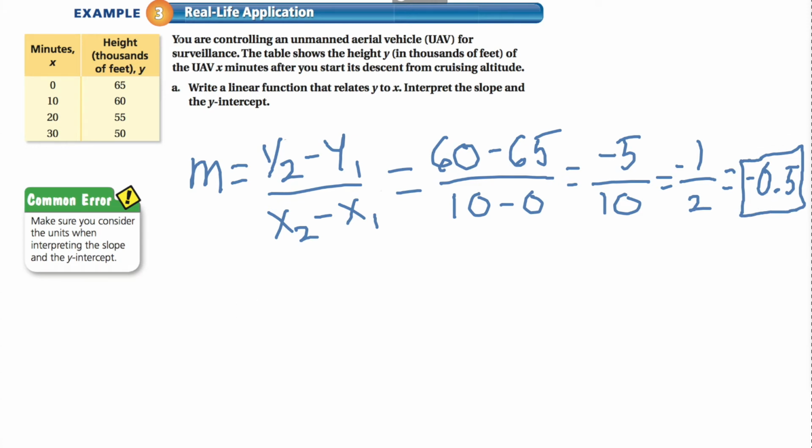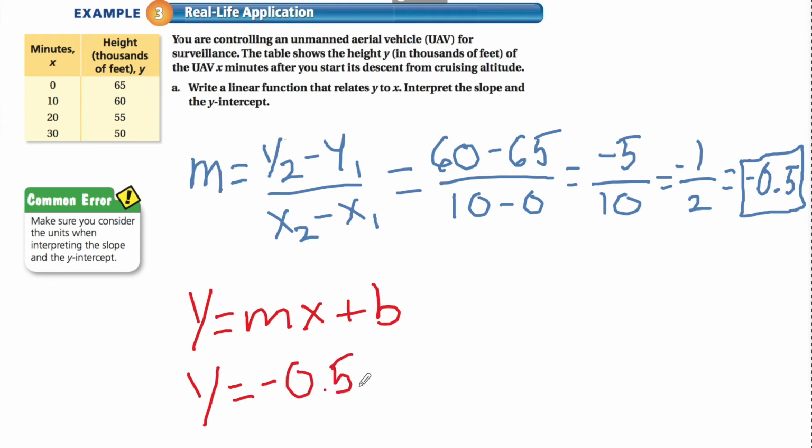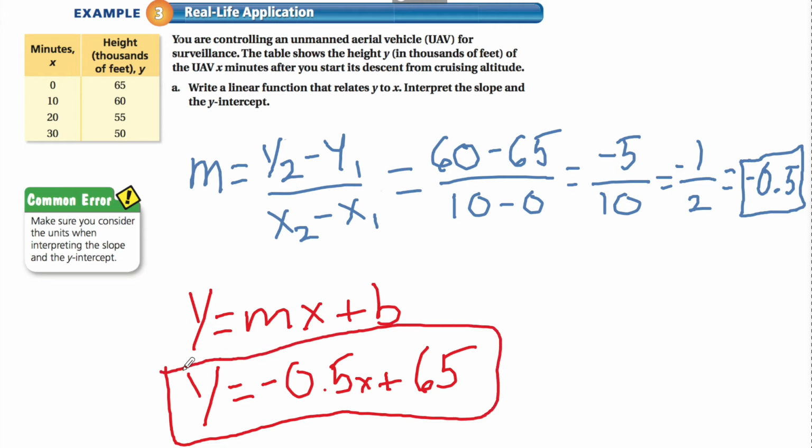Okay, now that we found our slope, it's time to write the rest of our equation. When we look at our data table, we see that when x is 0, y is 65. This will be our y-intercept on the graph. So this will be our plus b in our y equals mx plus b equation. So let's plug in what we know. Y equals mx plus b. So y equals negative 0.5x plus 65. So our final equation to finish out part A of this problem is y equals negative 0.5x plus 65.